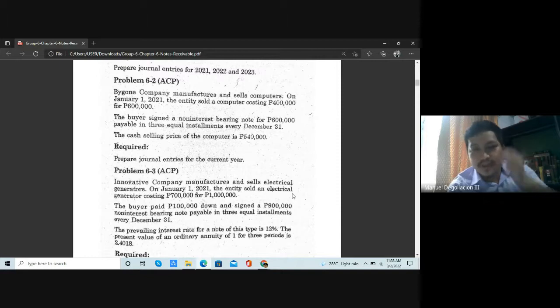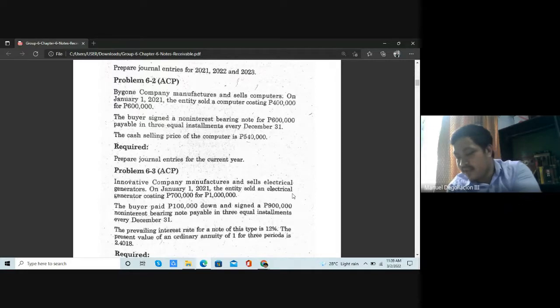If you've gone over the discussion in your textbook, that's actually what your amortized cost tells you. Your notes receivable is to be presented at amortized cost, and one way of arriving at the amortized cost is by deducting the unearned interest income. But again, it's okay, class, if it's not entirely clear as of this point. Simple takeaway lang: your notes receivable will be presented net of the unearned interest income.